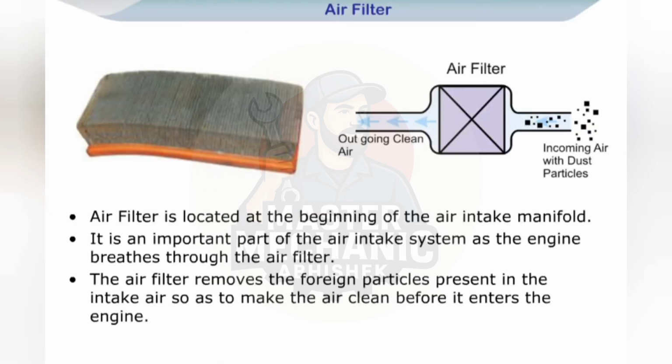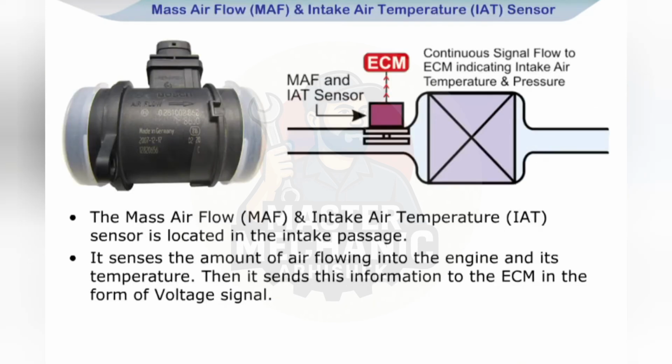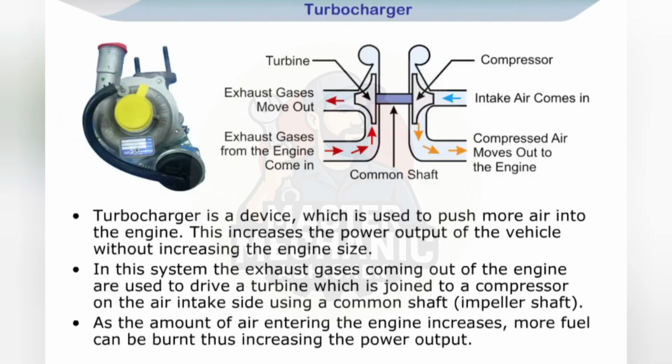Air filter is located at the beginning of the air intake manifold. It is an important part of the air intake system as the engine breathes through the air filter. The air filter removes the foreign particles present in the intake air so as to make the air clean before it enters the engine. The mass airflow and intake air temperature sensor is located in the intake passage. It senses the amount of air flowing into the engine and its temperature and provides this information to the ECM in the form of voltage signal.